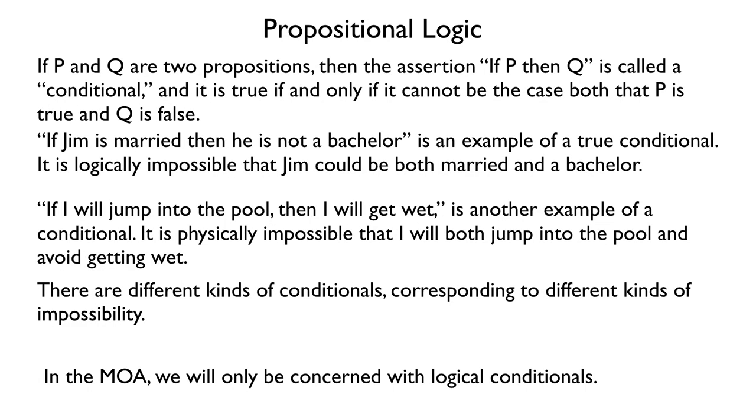If P and Q are two propositions, then the assertion if P then Q is called a conditional, and it is true if and only if it cannot be the case both that P is true and Q is false. So for example, if Jim is married, then he is not a bachelor, is an example of a true conditional, because it is logically impossible that Jim could be both married and a bachelor. If I jump into the pool, then I will get wet, is another example of a true conditional, because it is physically impossible that I will both jump into the pool and avoid getting wet.